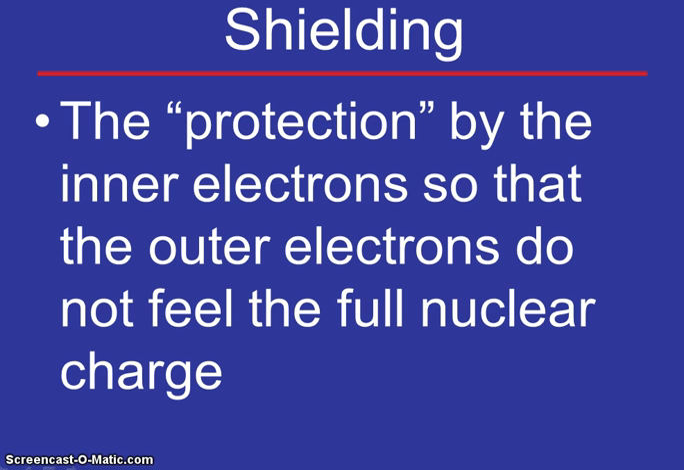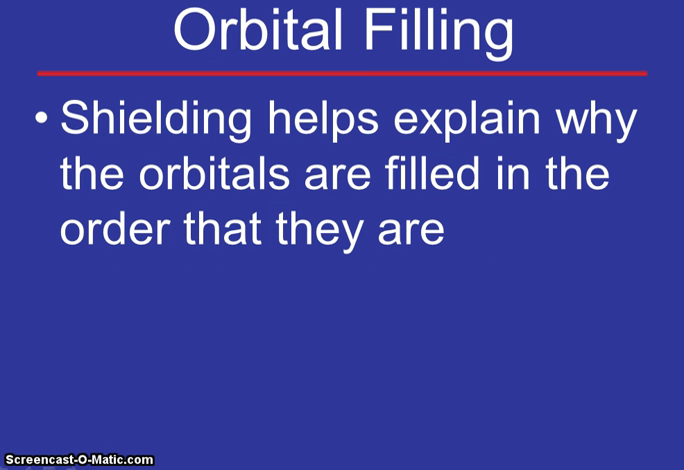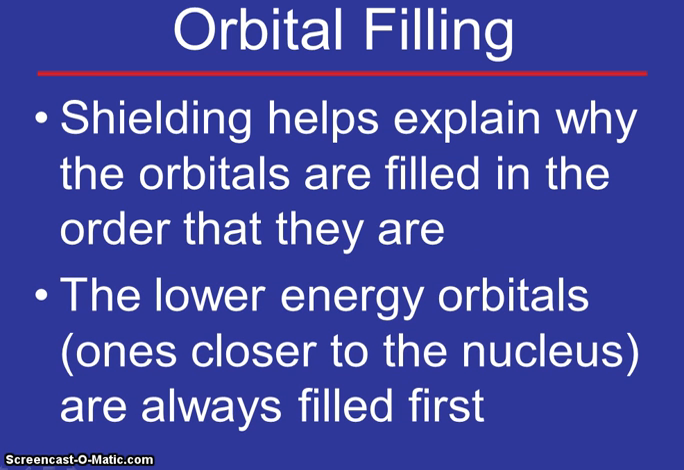And we also have what's called shielding. Shielding deals with the inner electrons kind of running interference between the positive nucleus and the outer electrons. So shielding is the protection by the inner electrons so that the outer electrons do not feel the full nuclear charge. When we talk about the way that electrons fill orbitals, shielding helps us to explain why the orbitals are filled in the order that they are. The lower the energy orbital, the sooner it gets filled with electrons.